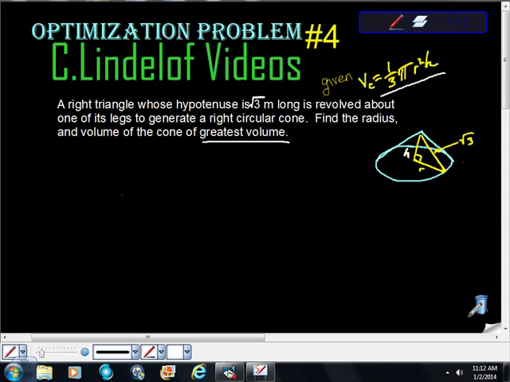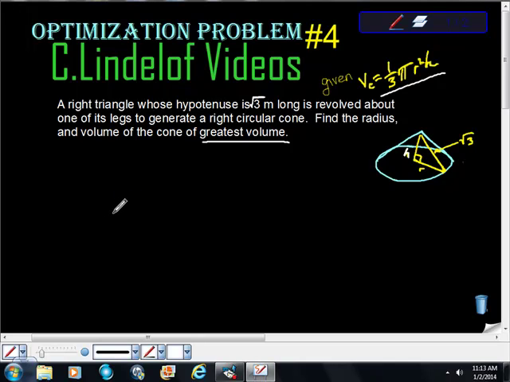So here's a right triangle whose hypotenuse is the square root of 3 meters long, and it's revolved around one of its legs to generate a right circular cone. This drawing would be provided to you. Find the radius and volume of the cone of greatest volume. Also provided to you is the definition or formula for the volume of a right cone.